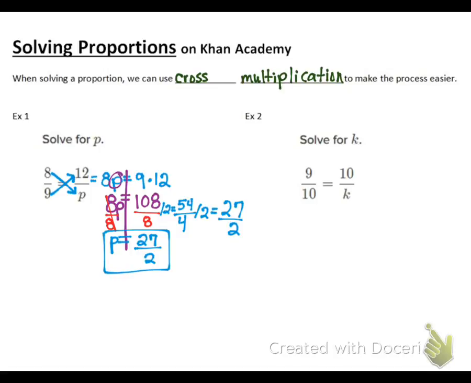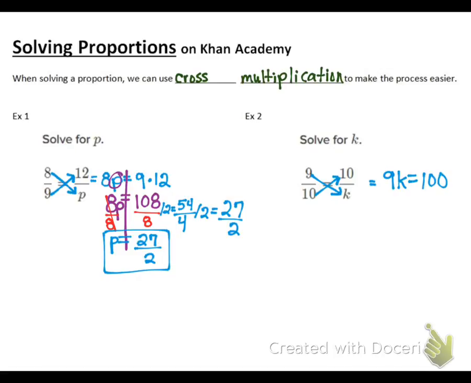So the next proportion says solve for k. So we're trying to find out what the value of k is going to be. So I do that by cross multiplying. When I cross multiply, I always start top left and go down. So 9 times k. What's 9 times k? 9k. Then I'm going to cross multiply 10 times 10. Well, what's 10 times 10? 100. So 9k equals 100.